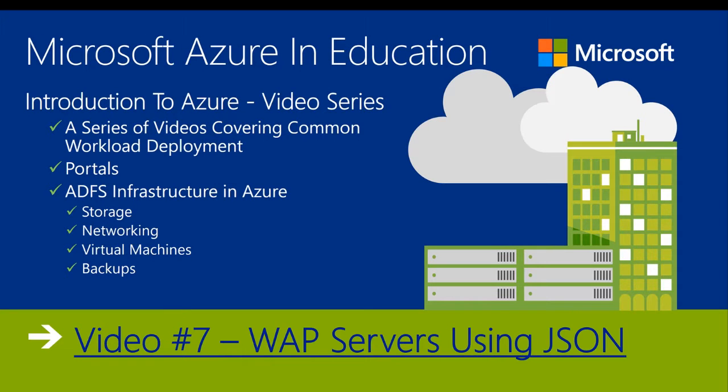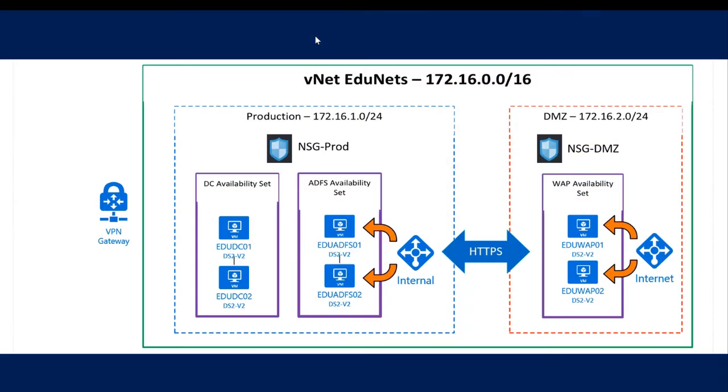Okay, so we are now going to complete the final set of virtual machines, our Web Application Proxy servers, and we're going to use JSON templates to deploy these VMs. What I really wanted to do in this series is show the multiple ways we can deploy VMs, and JSON templates are basically an infrastructure as code method of deploying VMs.